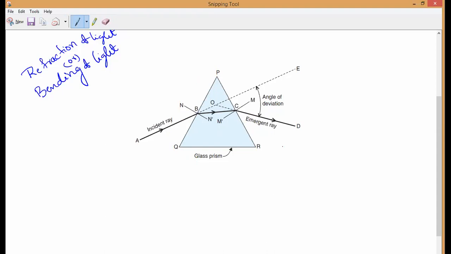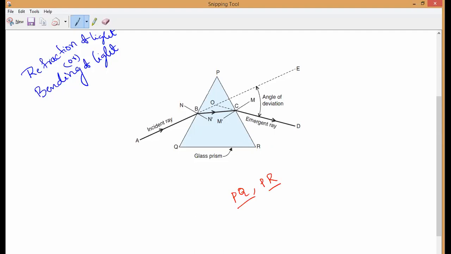One is PQ. Another one is what? PR. Do you understand, guys? One refractive surface is PQ and another refractive surface is PR. You should remember. So the refracting surfaces of the prism are PQ and PR.